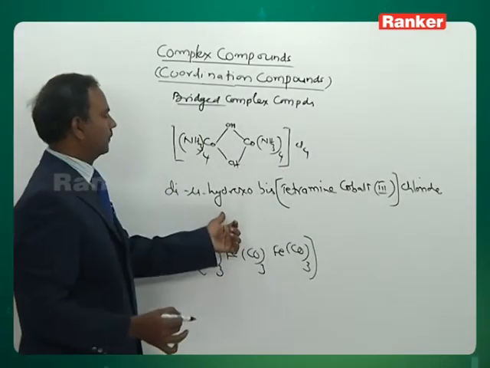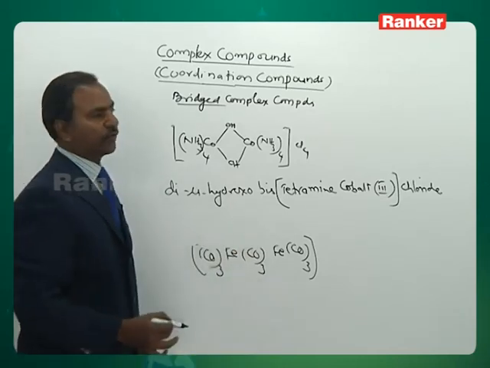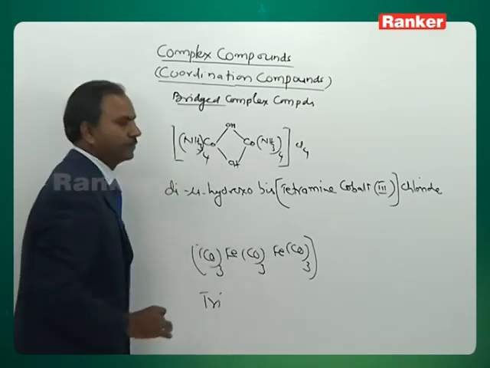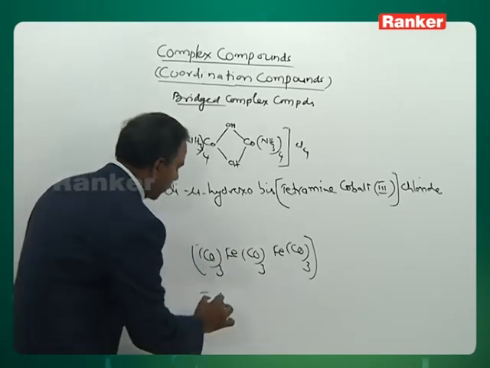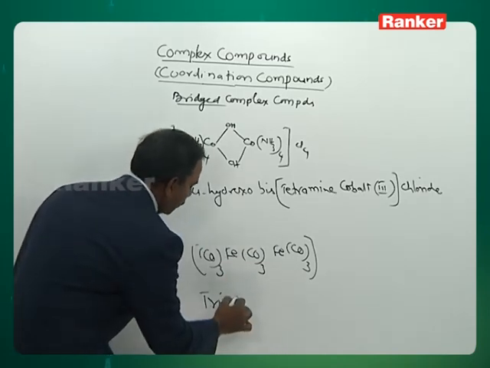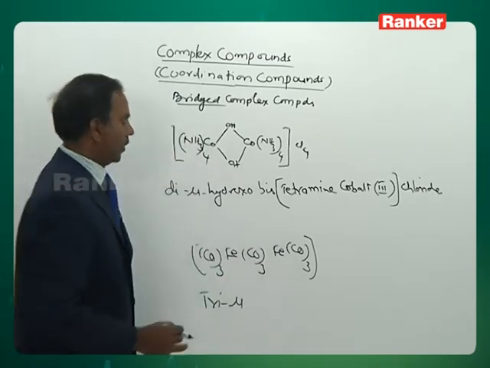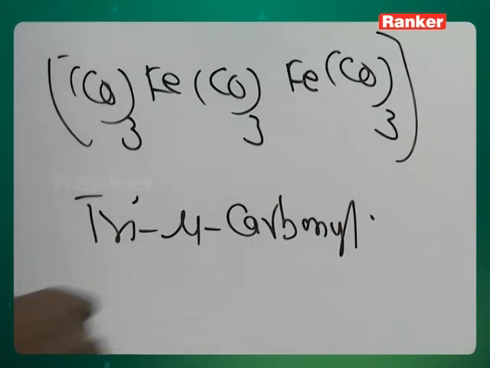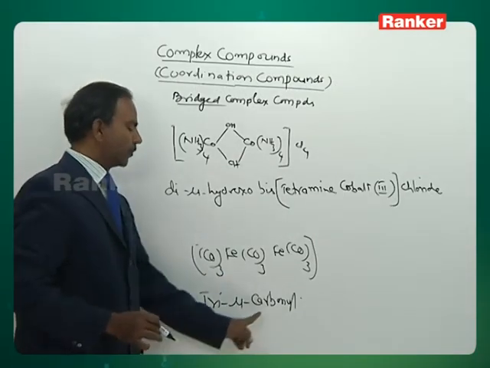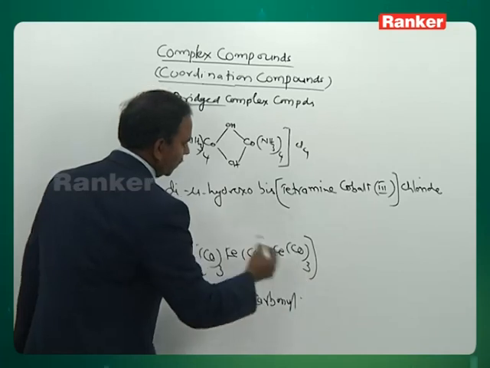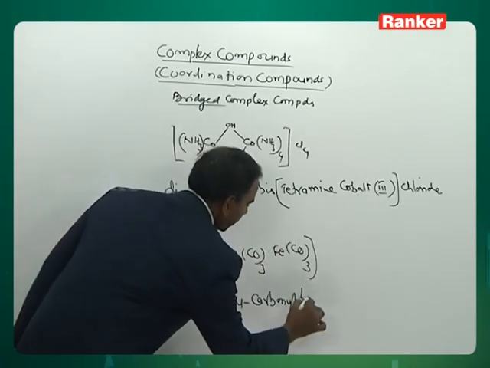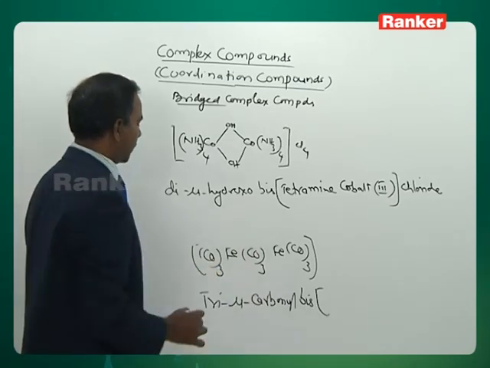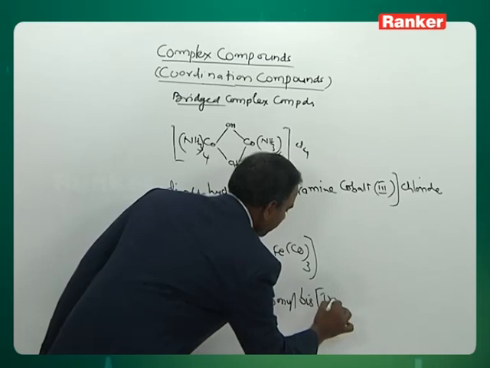So according to what I said here, first we have to show the number of bridges. How many bridges are there? 3. Let me write first tri, 3 bridges. What are bridging? Carbonyl. Then to represent the bridges, what did I say? Mu. Tri mu carbonyl, 3 bridges. Next, to represent on either side, what did I say? Put bis and a big bracket. Then whatever is on the other side, on either side, tricarbonyl.